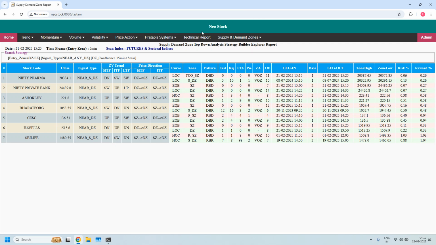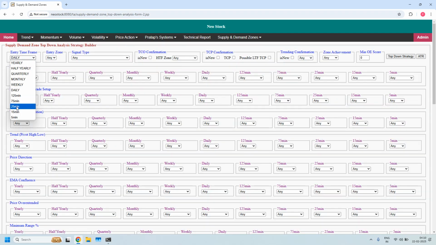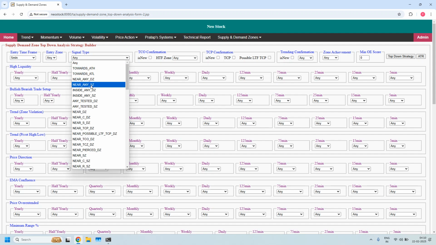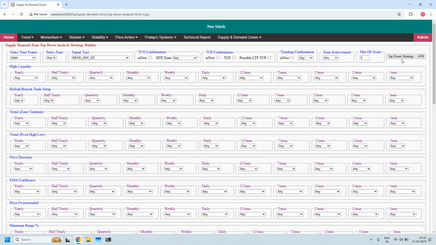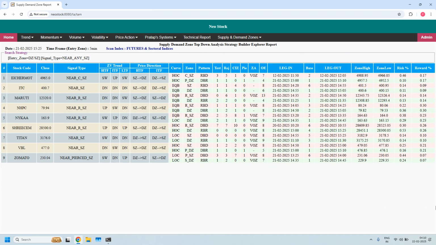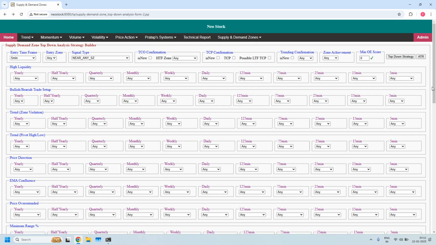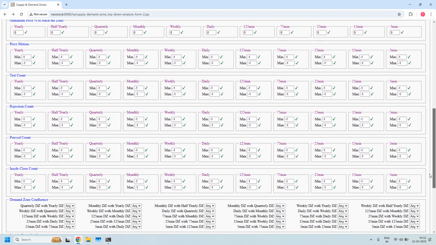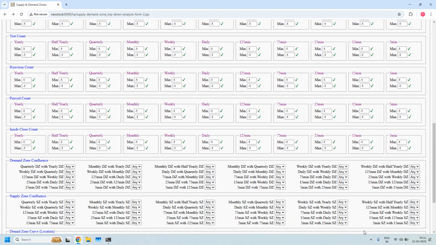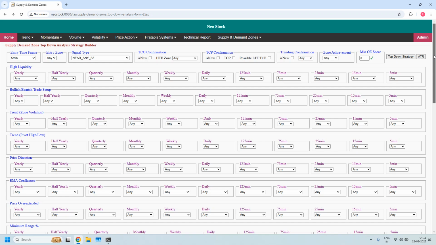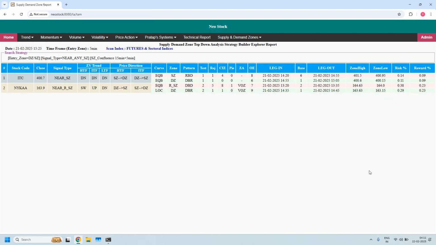Okay, next for 5 minutes time frame, stocks near 5 minutes supply zone, we got 9 stocks. Out of these 9, how many supply zones are having ITF supply zone confluence? Let us verify. That is 5 minute supply zone with 15 minute supply zone confluence. I am enabling the filter. With this filter, we got only 2 stocks.